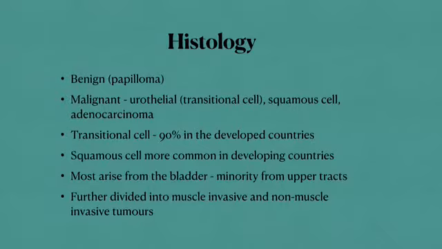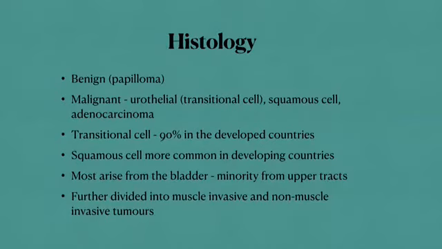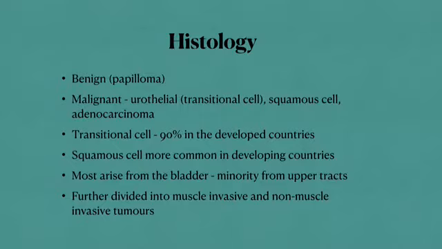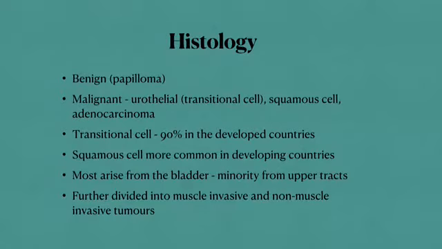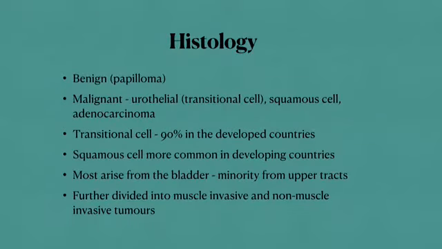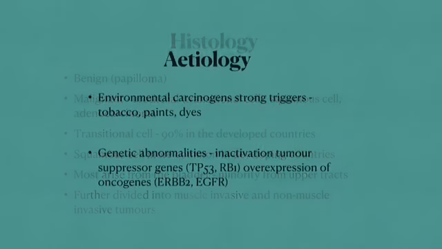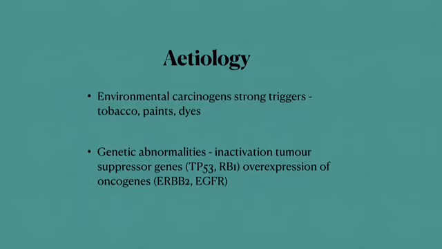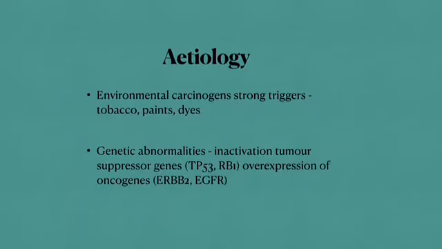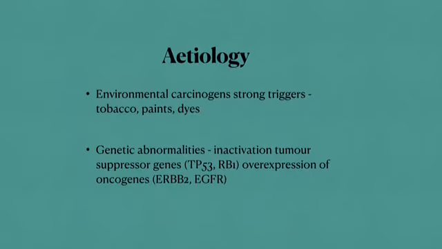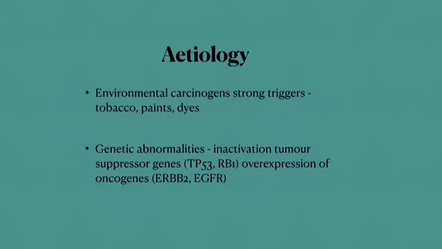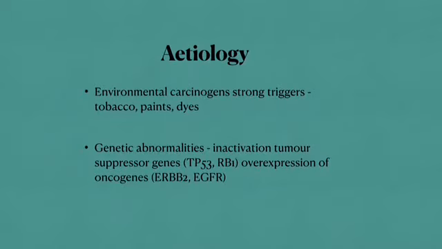For histological purposes, they are also then further divided into muscle invasive and non-muscle invasive tumours, and this has a huge impact on the treatment path that we follow. Environmental carcinogens are strong triggers for the transformation into neoplasm. These include tobacco and paints and dyes and metals and petroleum products.